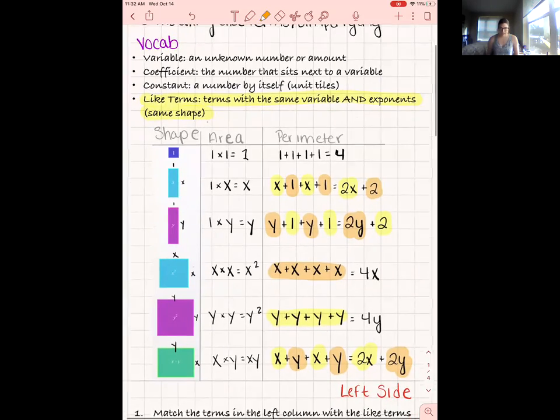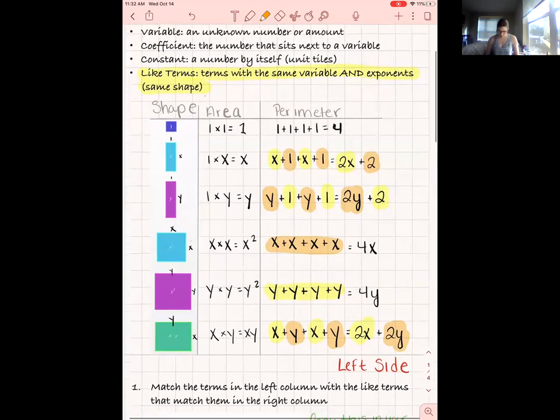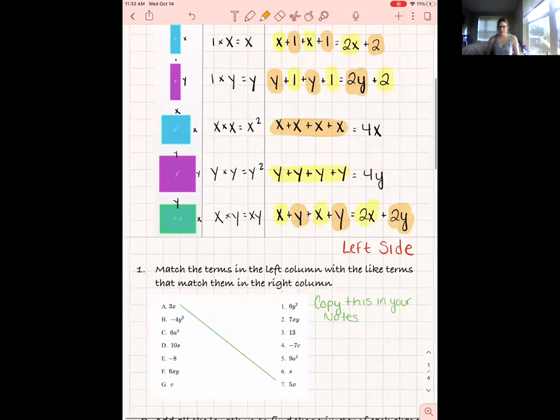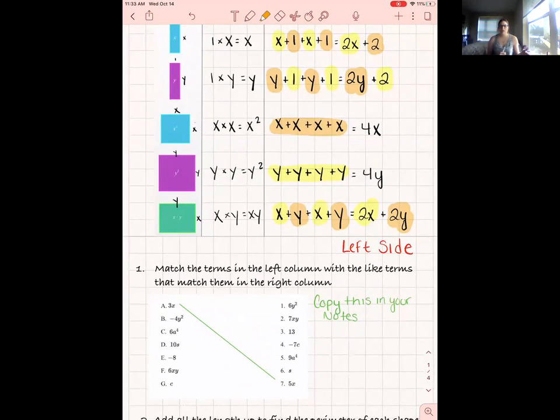So our left side, the first thing that we're going to do is number 1 here says match the terms in the left column with the like terms that match it in the right. So you need to copy down the instructions as well as these 14 different things. And then I've given you an example of what matching looks like. I've connected the 3x with the 5x. So I'm going to pause the video here and give you time to copy this and complete it, and then we will go over it.